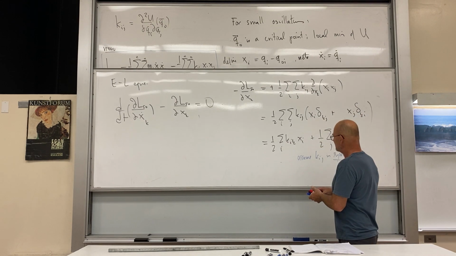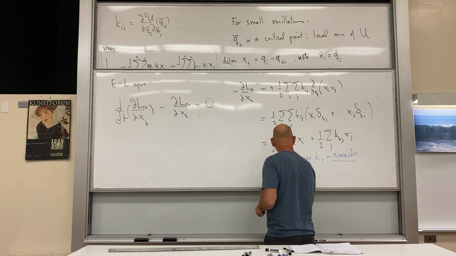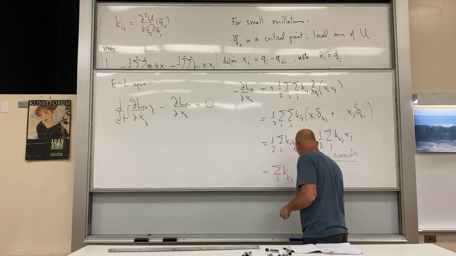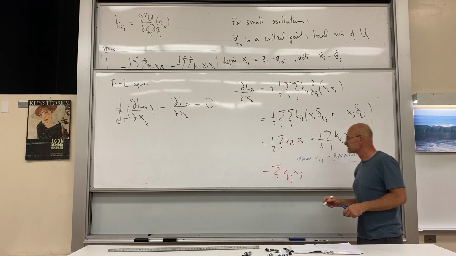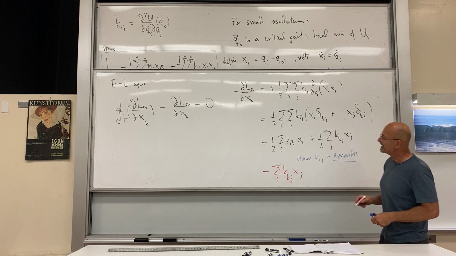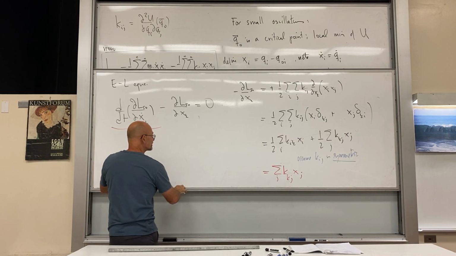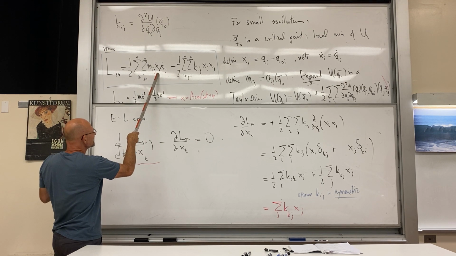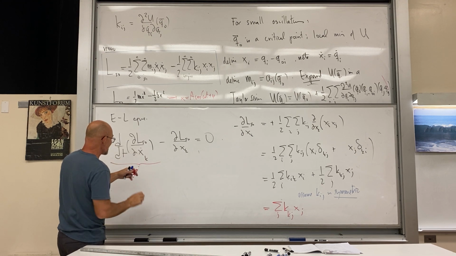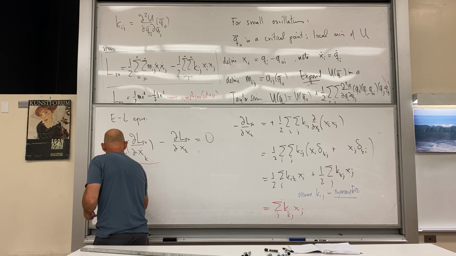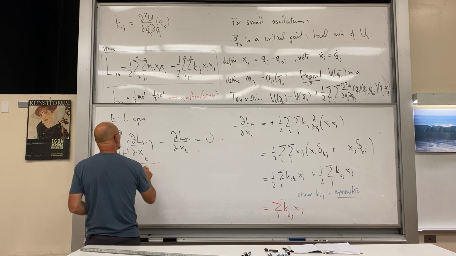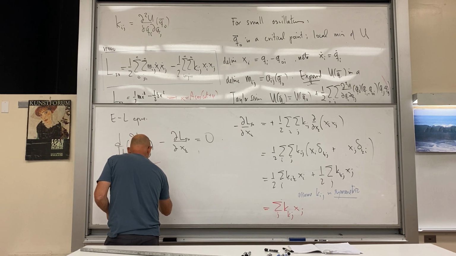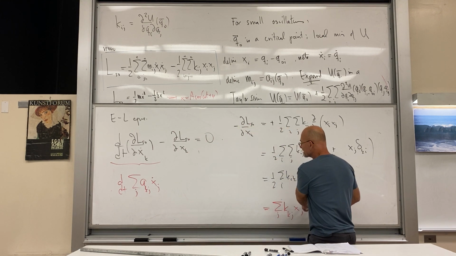And we end up with the sum over j of k_kj x_j. Now this one we're going to get for free, because we're doing the partials with respect to x_k dot. So we actually have over here d/dt of the sum over j of a_kj x_j dot, which is exactly the same form as this.